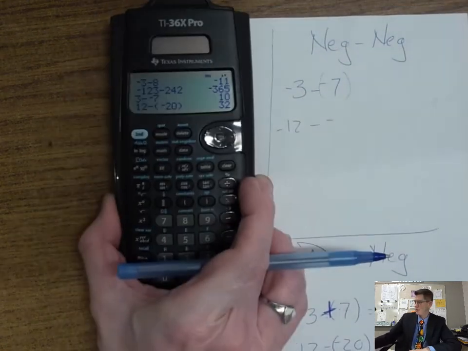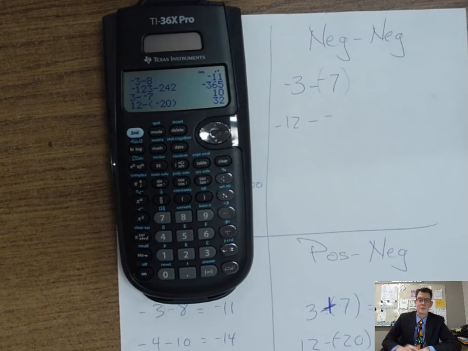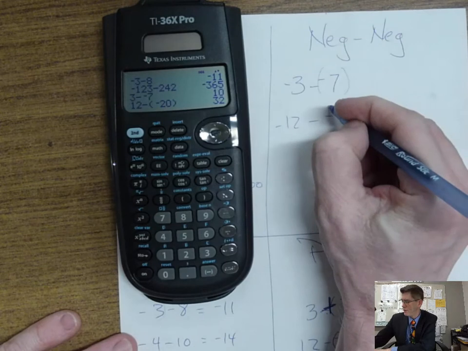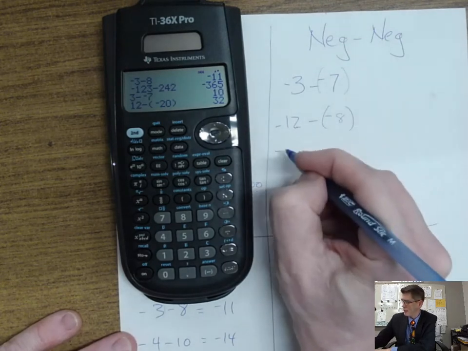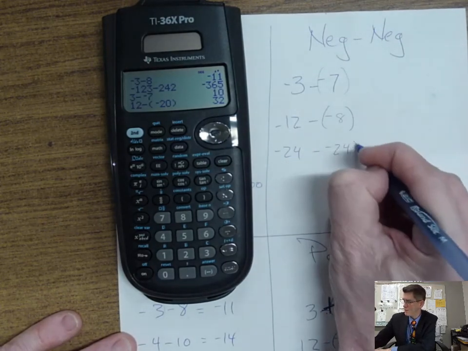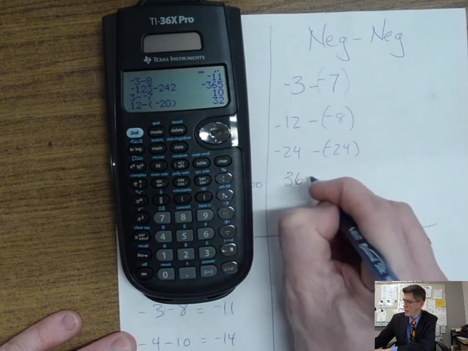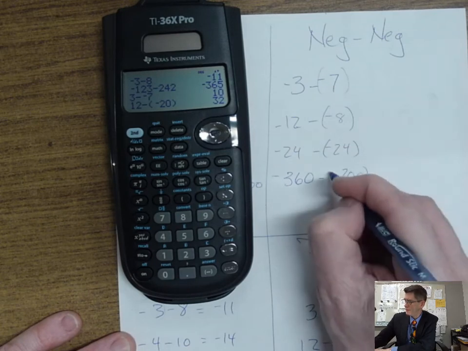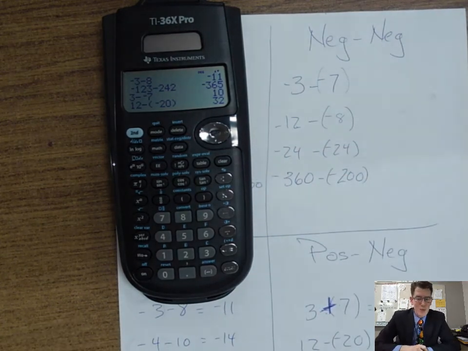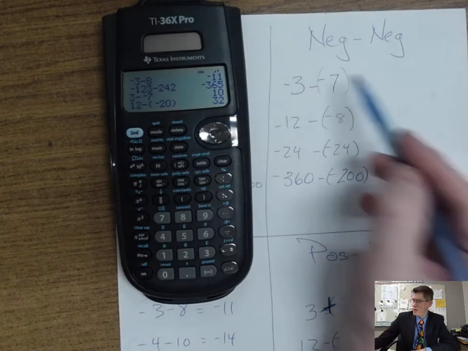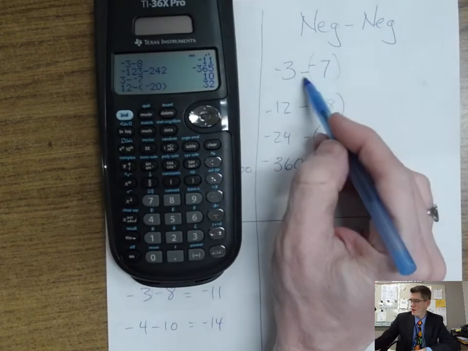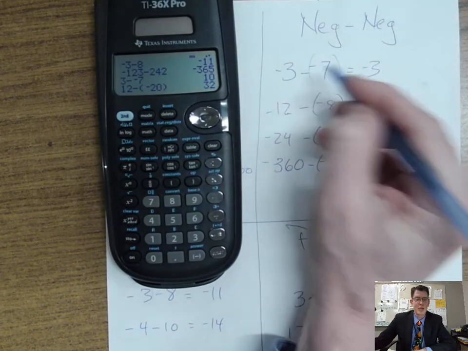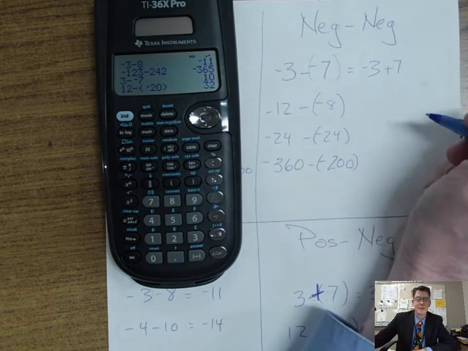And the last one. Negative minus a negative. So I've changed these: negative 3 minus negative 7, negative 12 minus a negative 8, negative 24 minus a negative 24, negative 360 minus a negative 200. To resolve these, begin by using the pattern that I just showed you. Turn this into just a plain old plus. This starting point stays the same, change that into a plus 7.